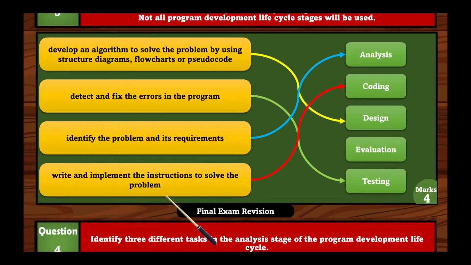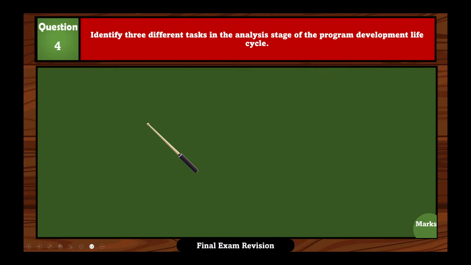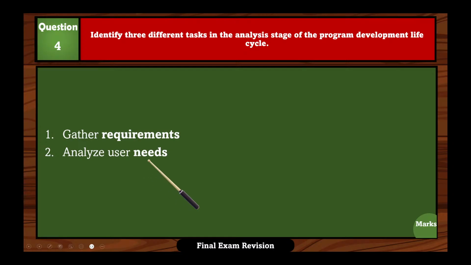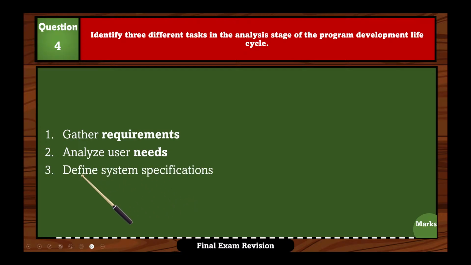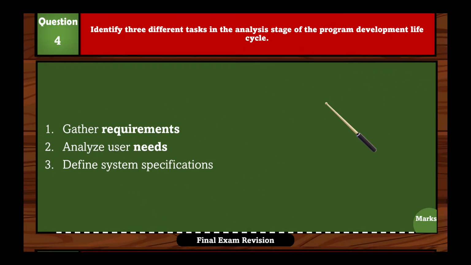Question number 4, identify 3 different tasks in analysis stage of the program development lifecycle. So what are the 3 different tasks that we need to do in the analysis stage? First task we need to do is to gather the requirements. Then you need to analyze the user's needs. And the last thing that we need to do in the analysis stage is to define the system specifications. These are the 3 tasks that we need to do in the analysis stage.